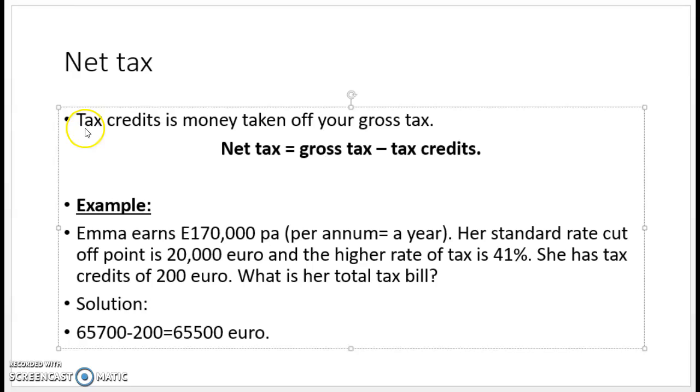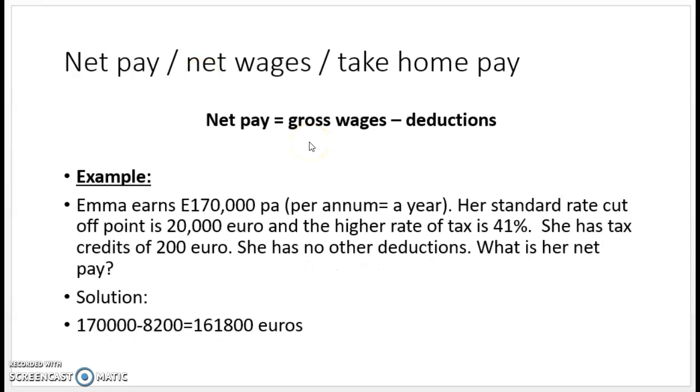So then to work out her net tax, we have to take off the tax credits, and that's money taken off your gross tax. So to get your net tax, or the tax payable, it's your gross tax, take away your tax credits. Same question again. So what is her total tax bill? Well, her gross tax was 65,700. Her tax credits are €200. So then she has to pay 65,500 euro in tax.